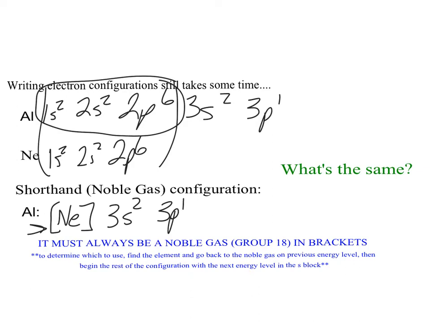Okay, you can still add up your totals. Just look at neon on the periodic table. There's 10 electrons there. Plus 2 is 12. Plus 1 makes 13.